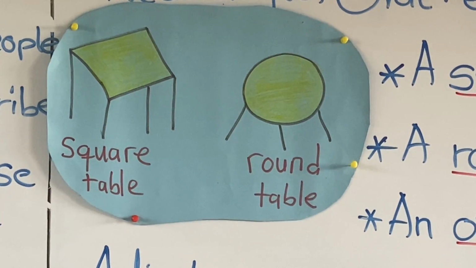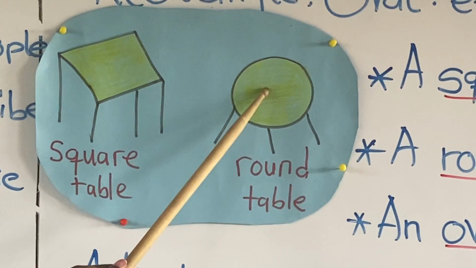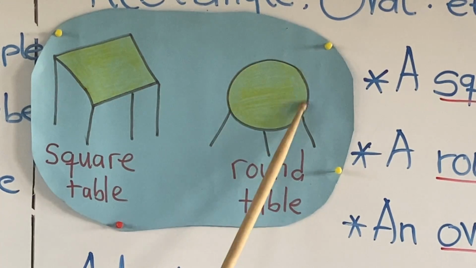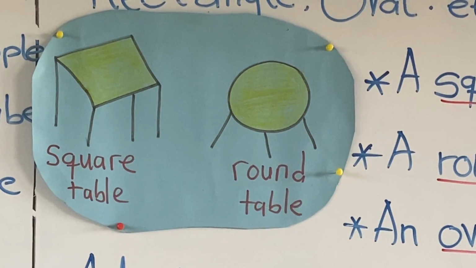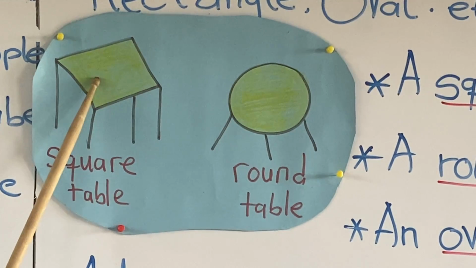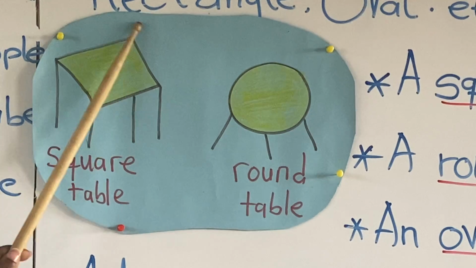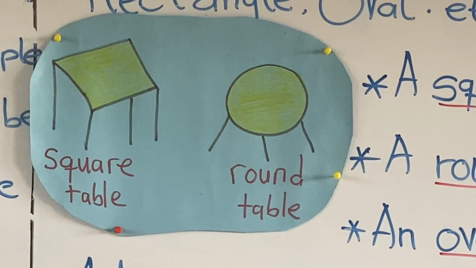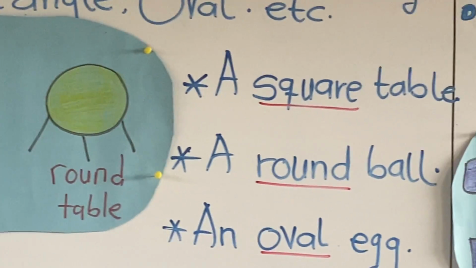So if I ask you to point out to the round table, you point out to this instead of this, because this is what? A round table. If I ask you to point out to a square table, you point out to this table, because this is what? A square table. Let's look at a few examples of sentences.